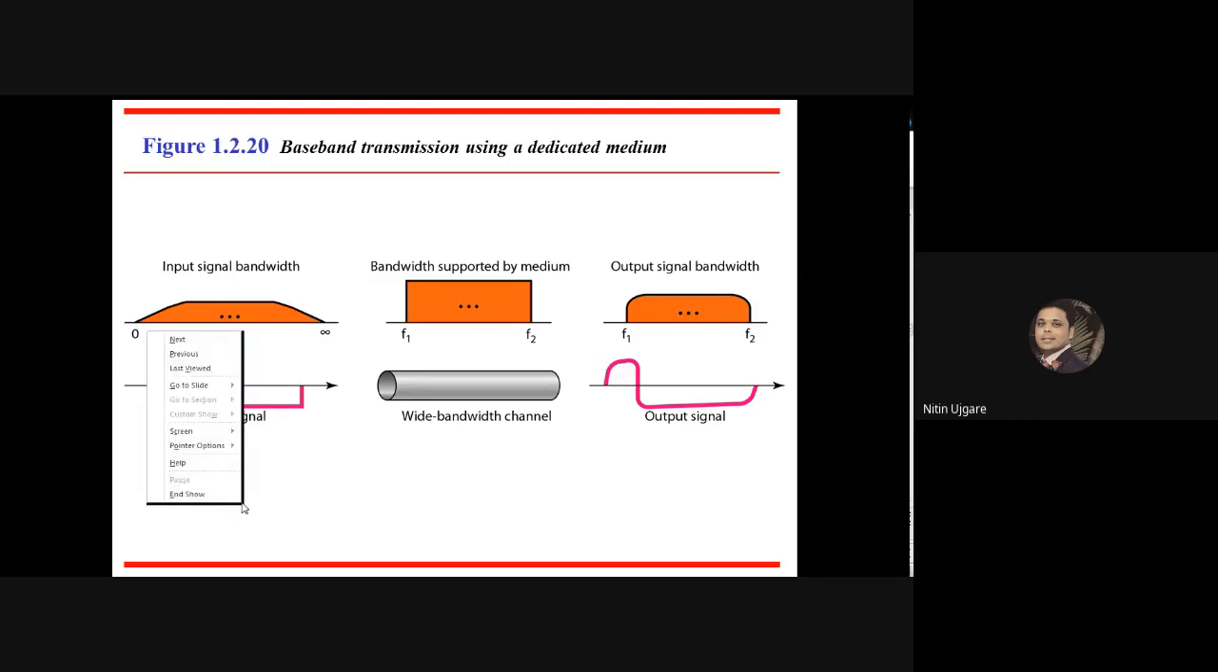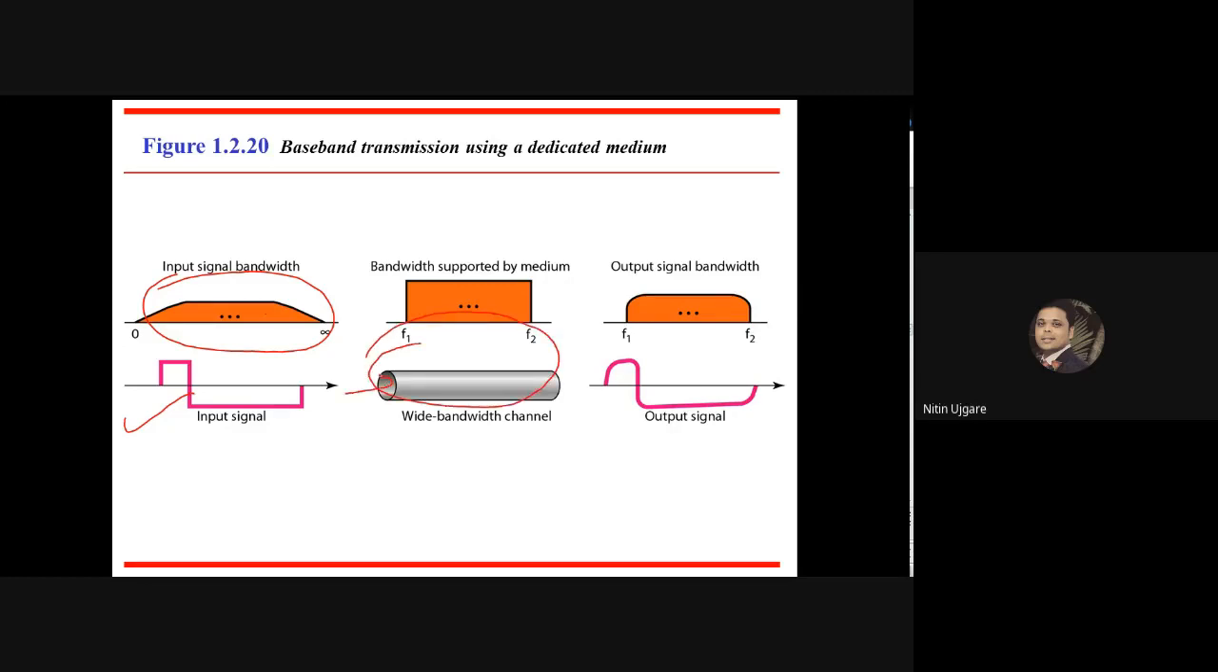Here you can clearly observe that this is our input signal, and this is the bandwidth of the input signal. When we transmit this digital input signal via this low pass wide bandwidth channel, it is received by the receiver, and this is the output signal bandwidth at the receiver's end. Now you can see how the signal looks.